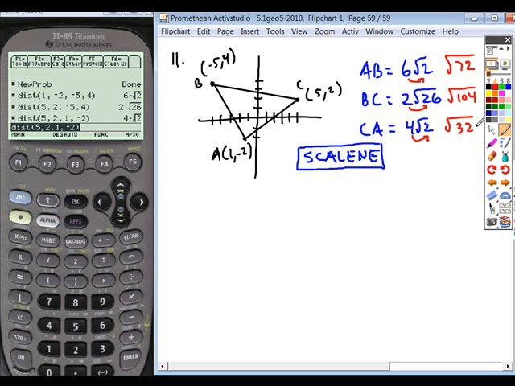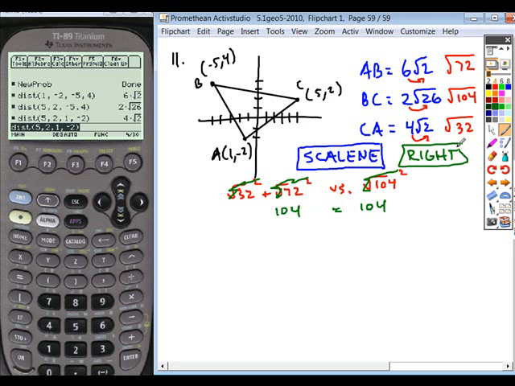So now we're able to see which ones are the longest side, and we can compare. This also makes it really easy to compare the squares of these two smaller sides. So root 32 squared plus root 72 squared, compare that to root 104 squared. The radical and the power cancel in each of these cases. So we're looking at 104 compared to 104. So they're equal. So what kind of a triangle are we dealing with? The Pythagorean theorem applies, so it's a right triangle. So we know that this is a right angle right here.